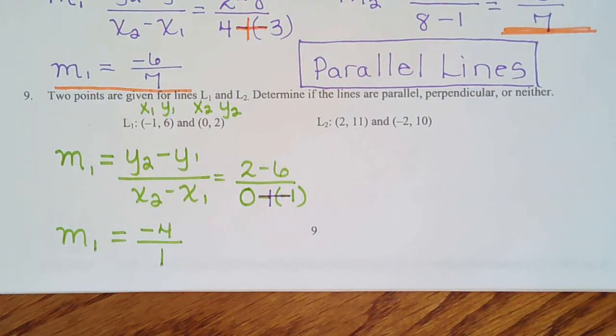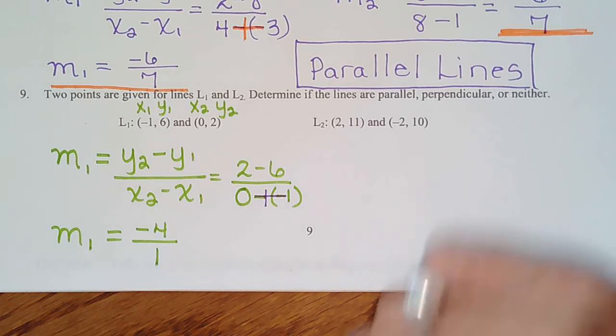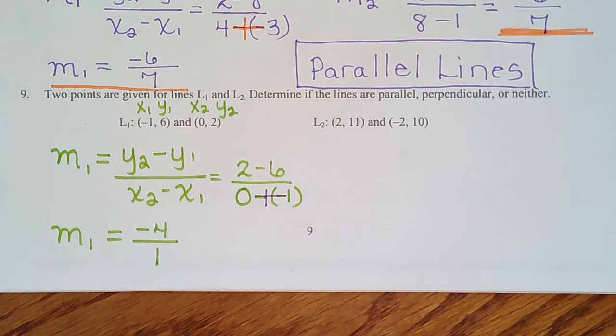And I would just leave it like that because it's easier to see if they're reciprocals if you keep that one like that. I mean, you could write equals negative 4. Alex would still count it right. But when I'm comparing slopes, I like to keep the 1 there. So negative 4 over 1.